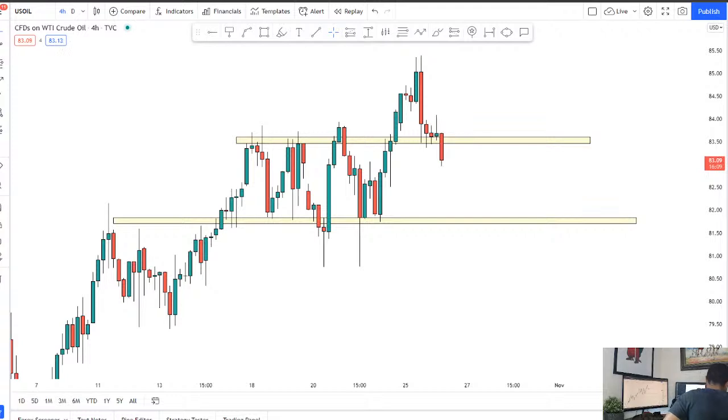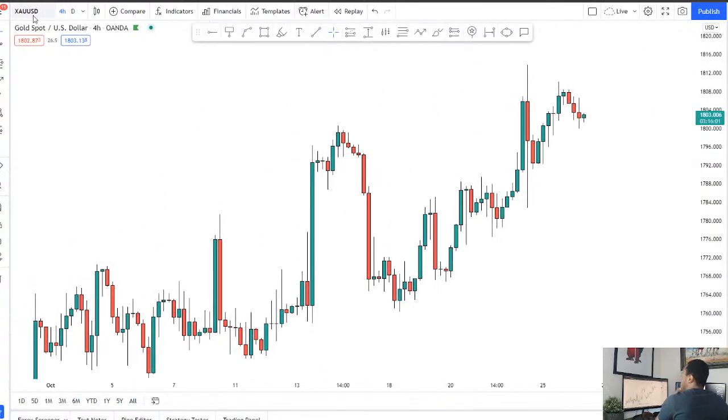Gold, pound JPY, USD PLN, yeah, sure thing. USD PLN, we haven't had that one in a long time, but yeah, we'll take a look at that. Okay, we're going to start with gold.